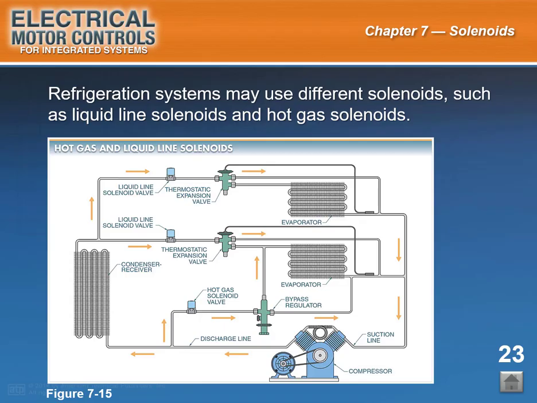Refrigeration systems may use different solenoids, such as liquid line solenoids and hot gas solenoids. See figure 7-15. A number of different solenoids may be used in a typical refrigeration system. The liquid line solenoid valves could be operated by 2-wire or 3-wire thermostats. The hot gas solenoid valve remains closed until the defrost cycle and then feeds the evaporator with hot gas for the defrost operation.